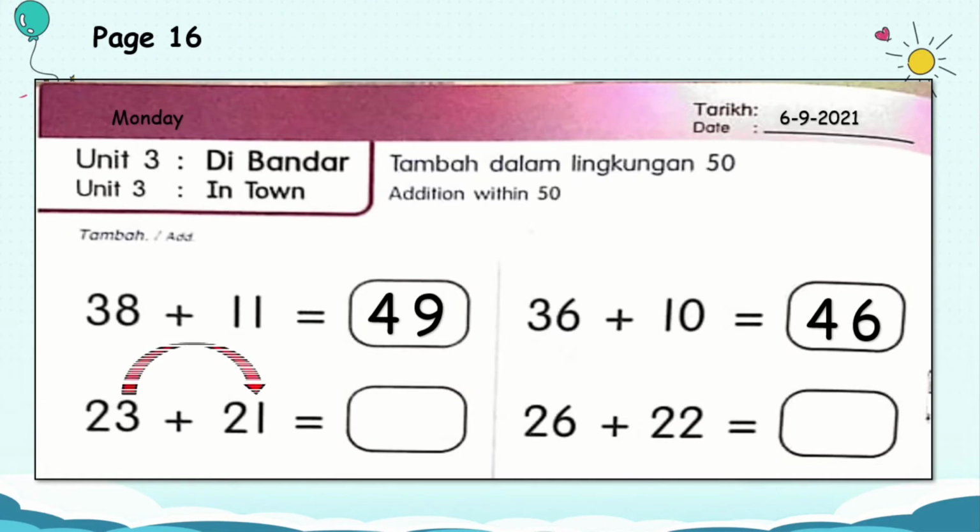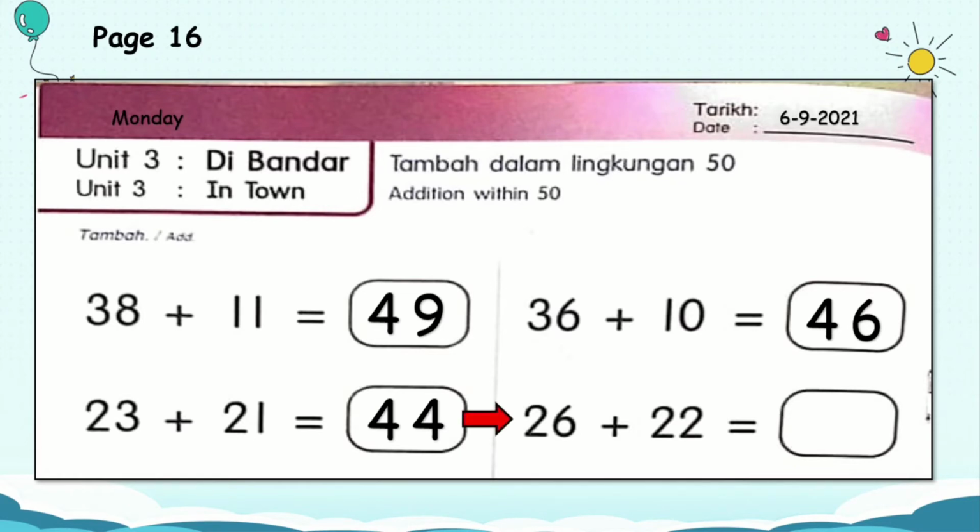Let's begin with the ones. 3 plus 1. 1, 2, 3, 4. Very good. 3 plus 1 is 4. Let's move on with the tens. 2 plus 2. Can you find out what is 2 plus 2? Yes, 2 plus 2 is also 4. So 23 plus 21 equals to 44.